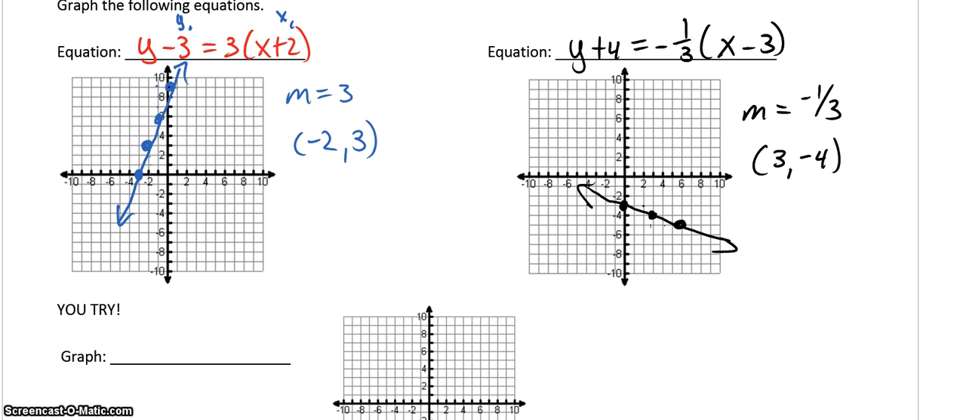Okay? Point slope form, just another way to graph lines. We have x and y intercepts, we have tables, we have slope intercept form. Now we have point slope form. It still gives me a point and a slope and allows me to graph from there.